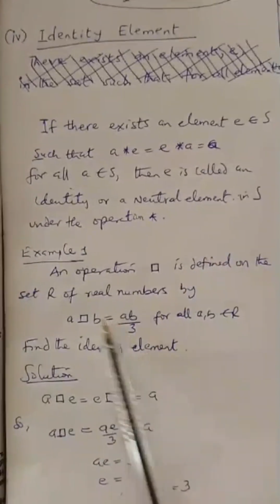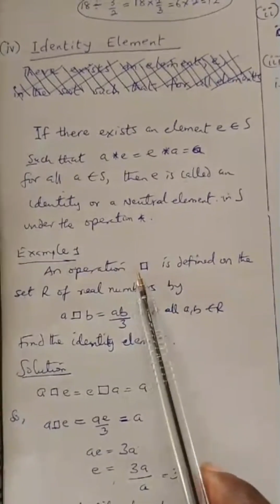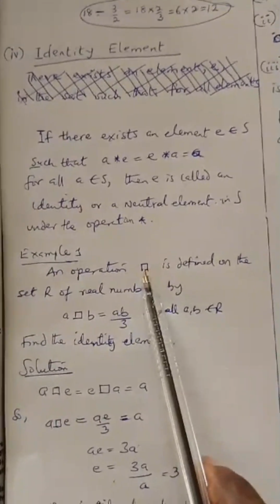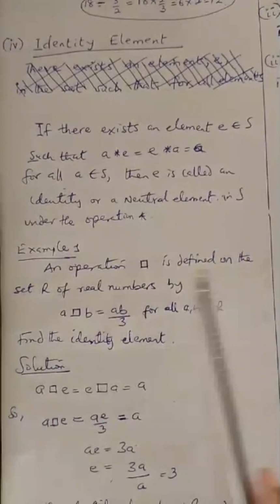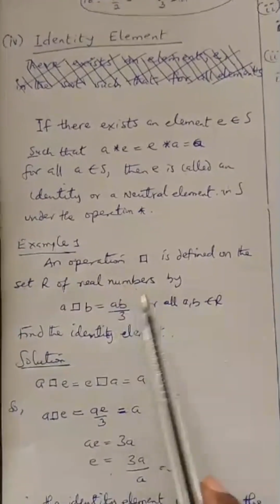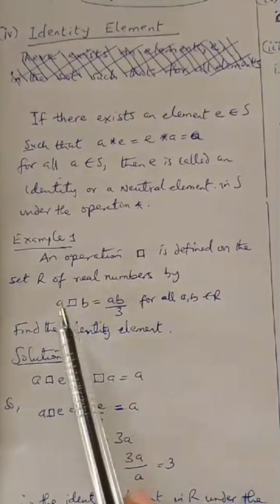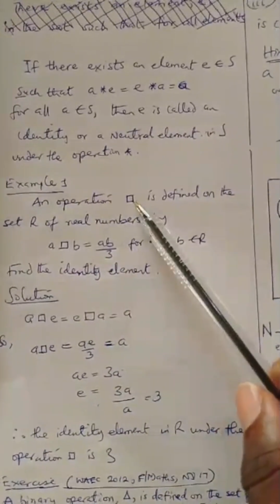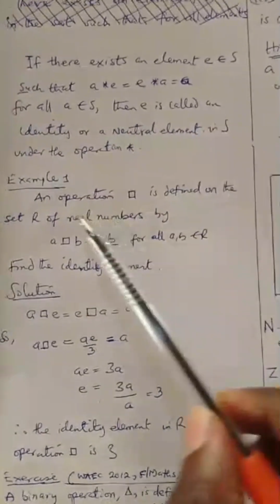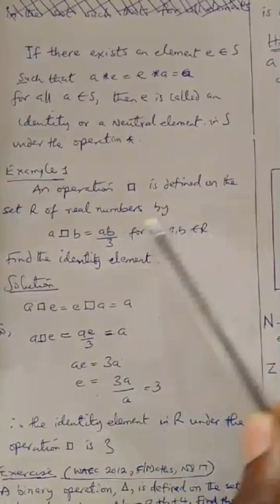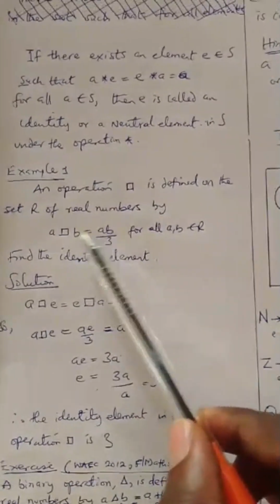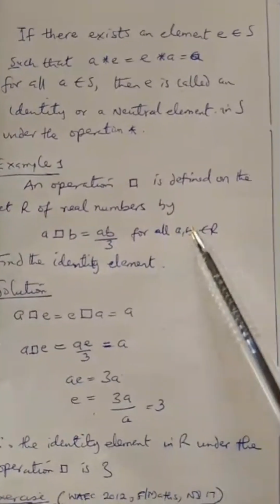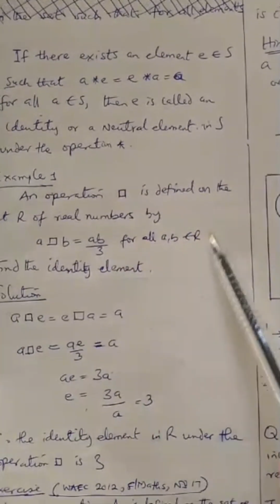Okay, let's look at an example. We have an operation square. Operations can have different shapes, asterisks most times, whatever. In this case, this is a little square. It's defined on the set R of real numbers by this rule: A operation B is A times B all over 3, for all A, B belonging to the set of real numbers.